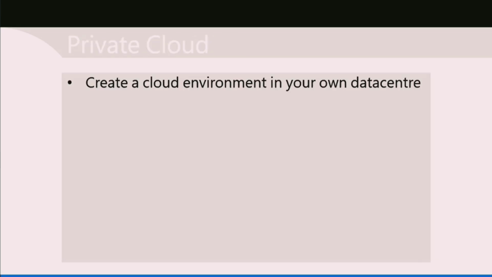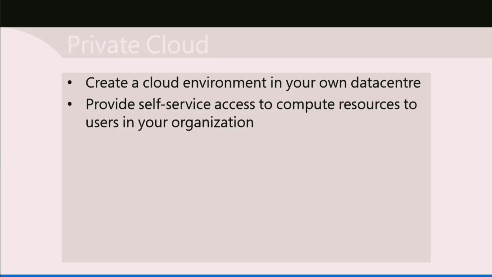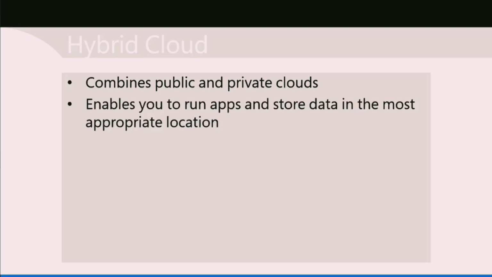In a private cloud, you create a cloud environment within your own data center. You provide self-service access to compute resources for your users within your own organization. A hybrid cloud, then, is a combination of both public and private clouds. So we're using the same sort of technological and management approach, although some of your resources are hosted in a cloud provider in a public context, and some are hosted in your own data centers in a private context. This enables you to run the apps and store the data in whichever you deem to be the most appropriate location for that app or for that data.